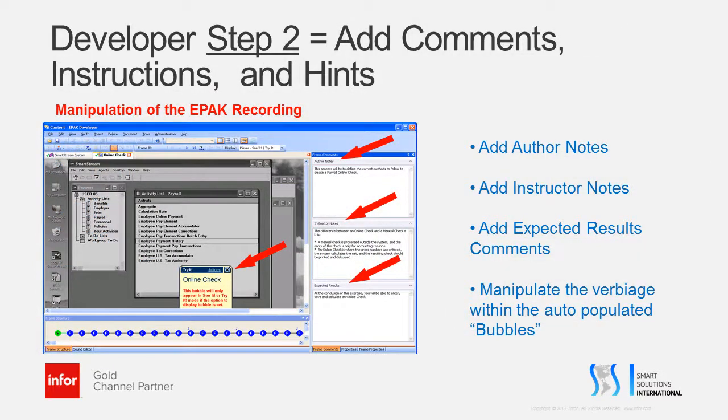When the capture process is finalized and saved, the next step is to add information to the capture. This includes author notes, instructor notes, expected results, and manipulation of the auto-collected bubble comments created by the system during the capture process. This is an excellent time to also add hints and rules, especially if there are other areas that could be affected. For example, if there was an approval stage that should follow this business process, it could be noted in these notes for permanent retention.